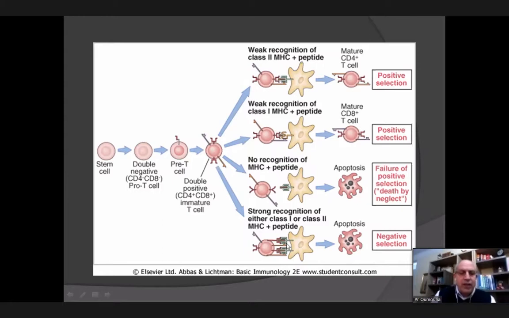The second one is: are you capable of recognizing that we are presenting to you only self-antigen? The ones that react, which they should not, will be killed. This is negative selection, and then maybe just 50% will make it through. A huge selection in order to produce only immunocompetent lymphocytes.